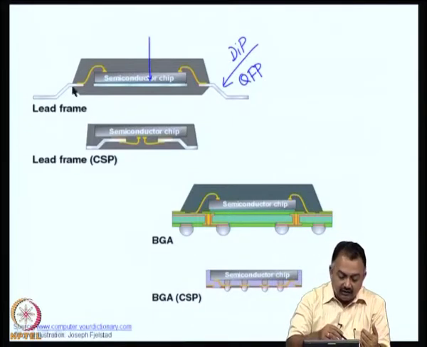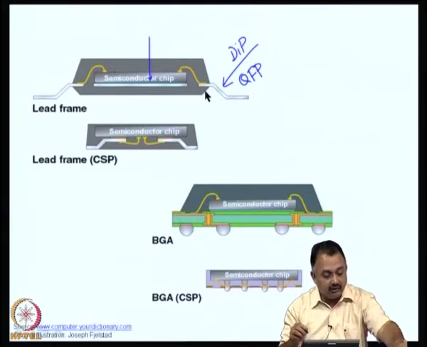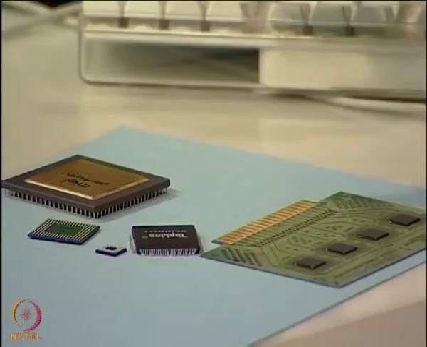Once all such interconnections are done for the entire IC, it is packaged with a package material. The black one that you see here is similar to the one that I have shown before, the black DIP package, as you can see here.